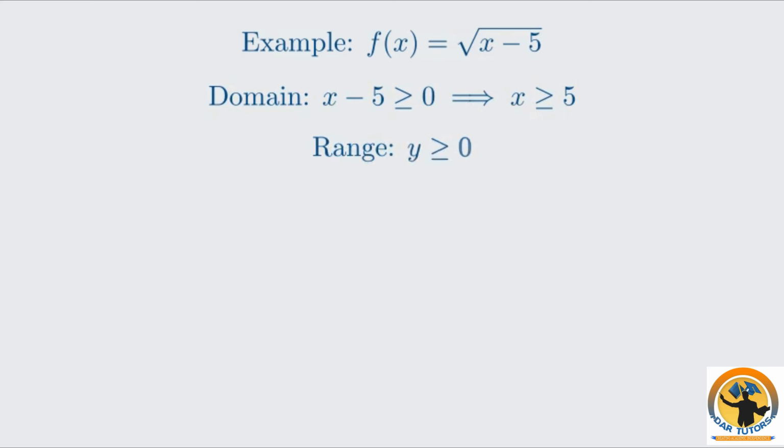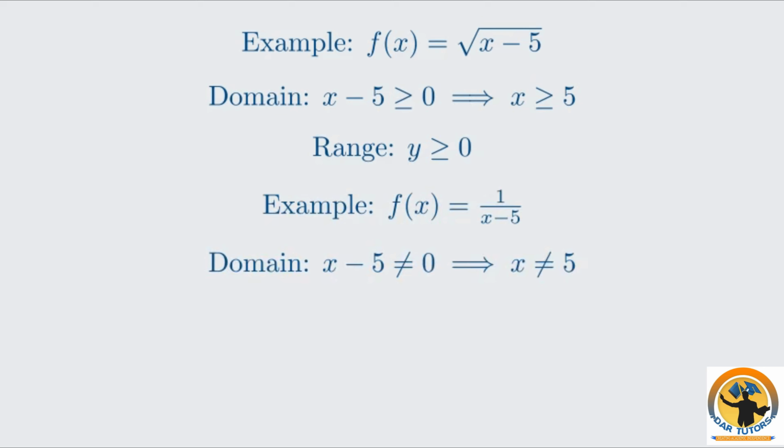The square root of a non-negative number is always non-negative, so the range is all y values greater than or equal to 0. Next, consider f of x equals 1 over the quantity x minus 5. For this function to be defined, the denominator cannot be 0. So, x minus 5 cannot be 0, which means x cannot be 5. The domain is all real numbers except 5. The range is all real numbers except 0, because a fraction with a non-zero numerator can never be 0.